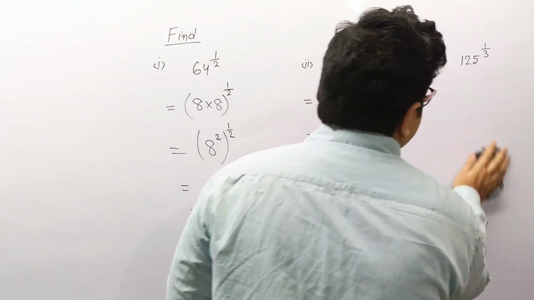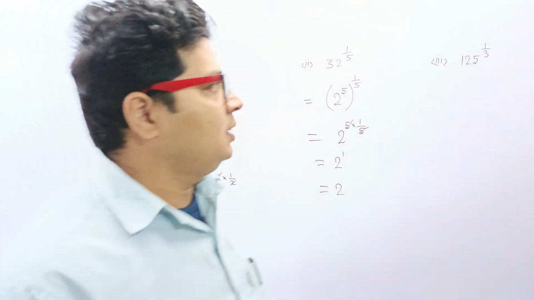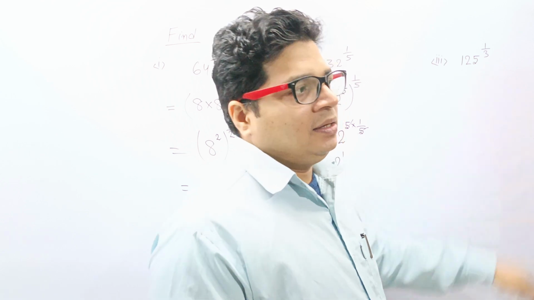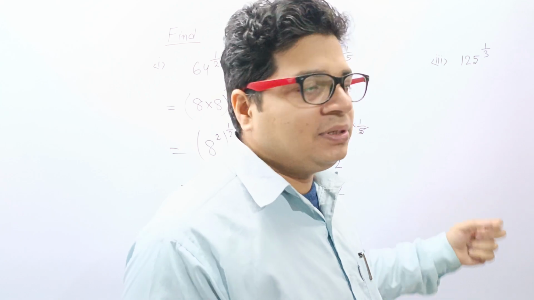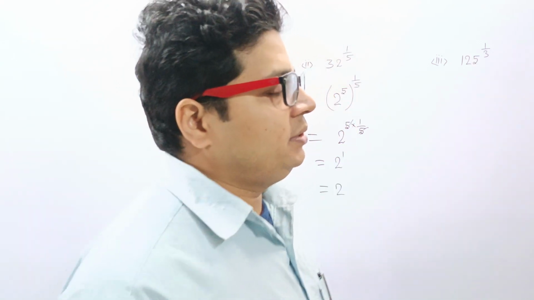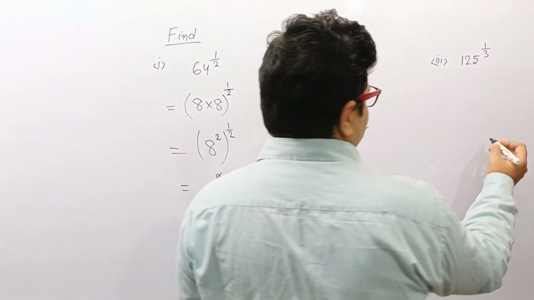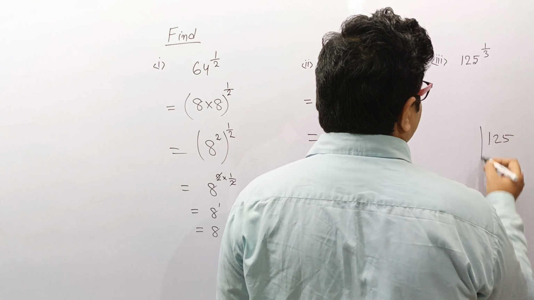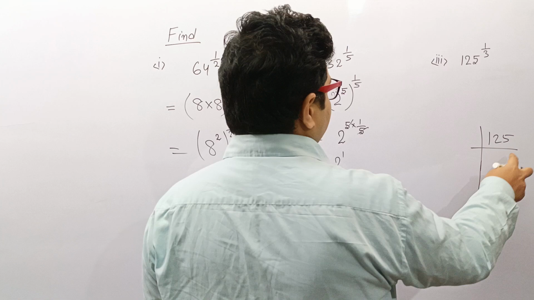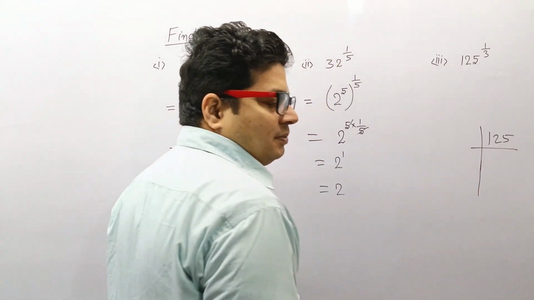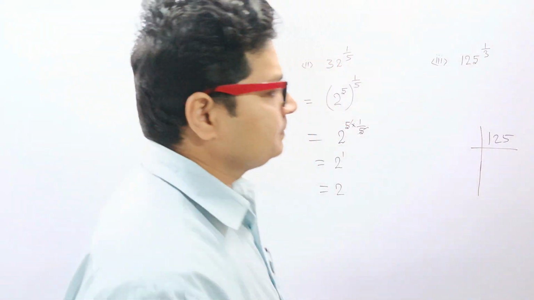Okay, now it's time for the third one. 125 to the power 1 upon 3. Again, the power is a fraction having denominator 3. That means you have to choose a number which, when multiplied 3 times, gives 125. Obviously, it is 5 into 5 into 5. And if you have any problem in finding that 5 is the required number, you can find the prime factors of this number. The last digit is 5, so the number is divisible by 5. We all have studied this divisibility rule in class 6 and 7.